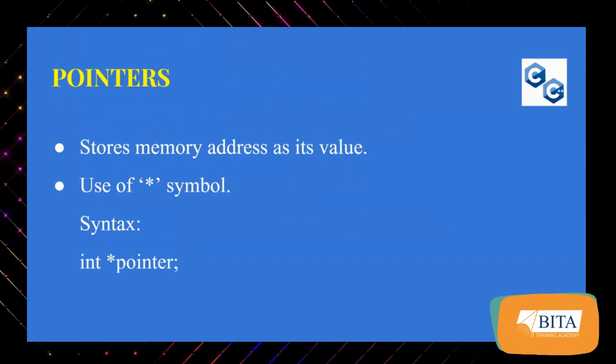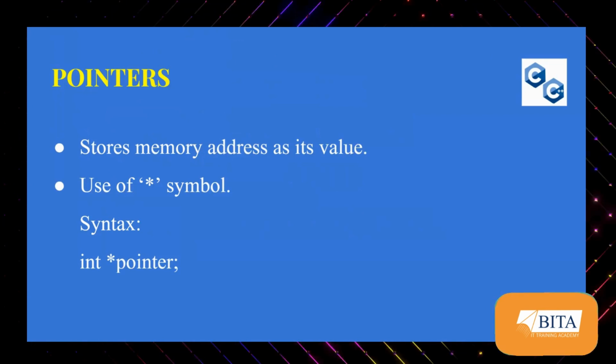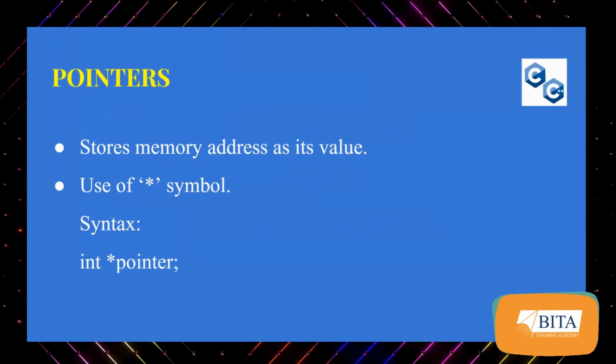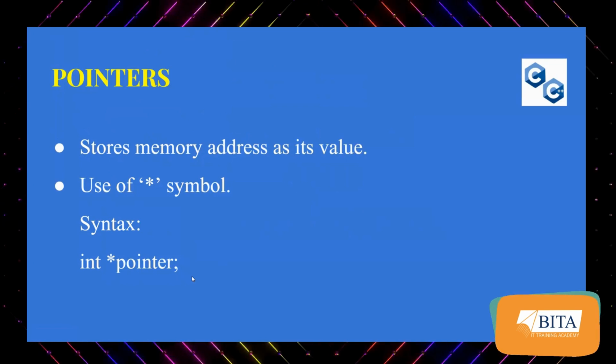A pointer is a variable that stores a memory address as its value. We can get the address by using the address-of operator. A pointer variable points to data of the same type and is created with the star operator. This is the syntax for creating a pointer.